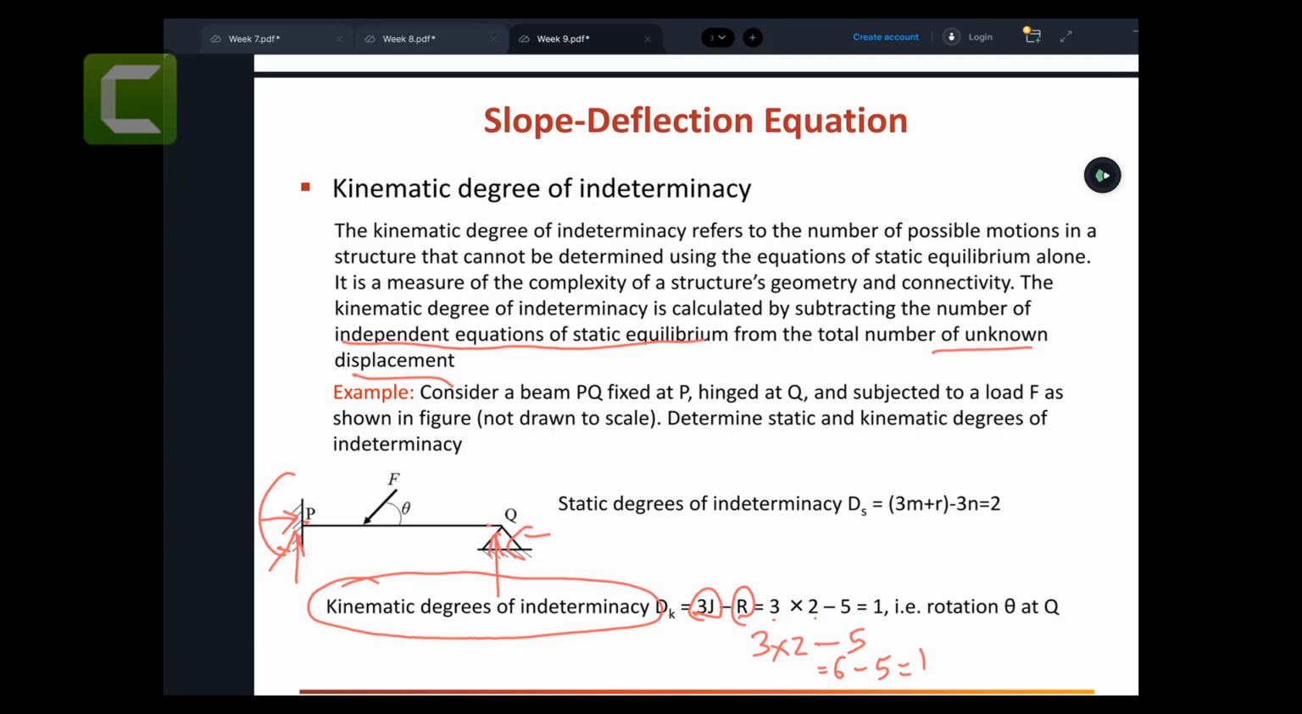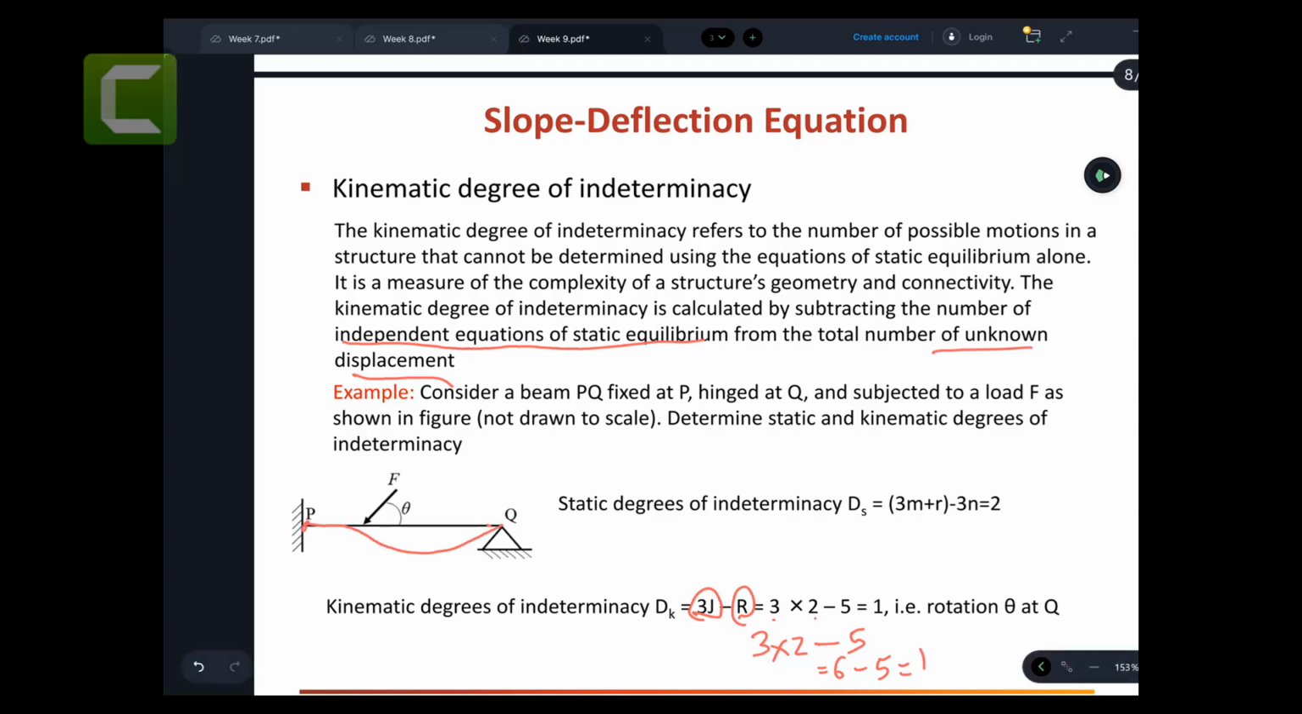Right. So what does this represent? It represents that if I draw the displacement curve like this, this point is fixed. It cannot go in X or Y, so all the displacement is 0 here, and the rotation is 0. But at this particular point, this point can rotate by theta. So that represents that this structure has one possibility of rotation, which is 1 degree of freedom. You can see the difference.